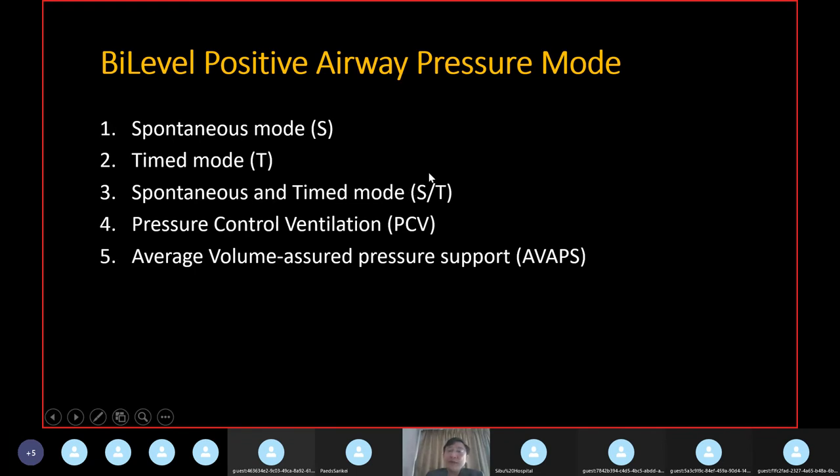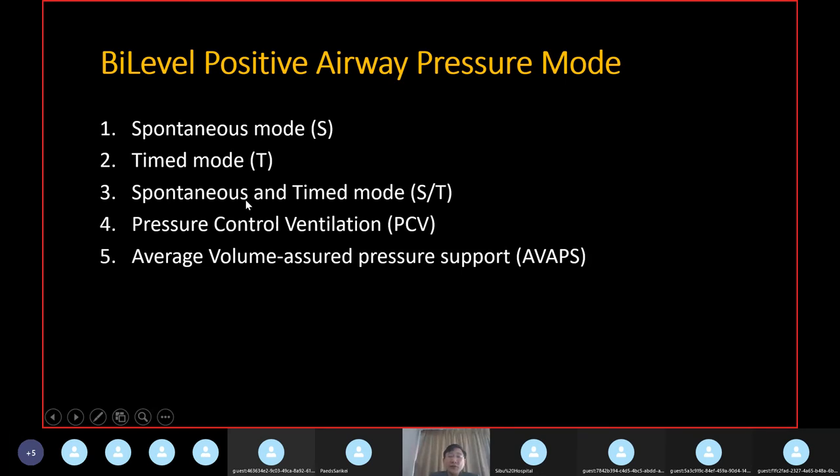So in the V60 ventilator, they do not have a spontaneous mode. They do not have a timed mode, but they have an ST mode, okay? It's a combination of these two. In fact, it does wonders by combining these two. So you don't need to have these two separate modes actually, okay? So this is the spontaneous time mode, all right? So in the V60, the other mode that you're going to see is pressure control ventilation.